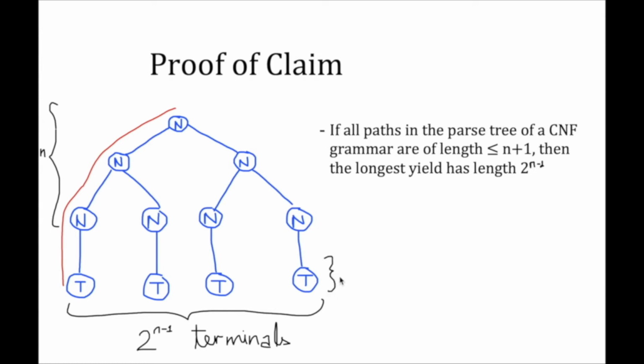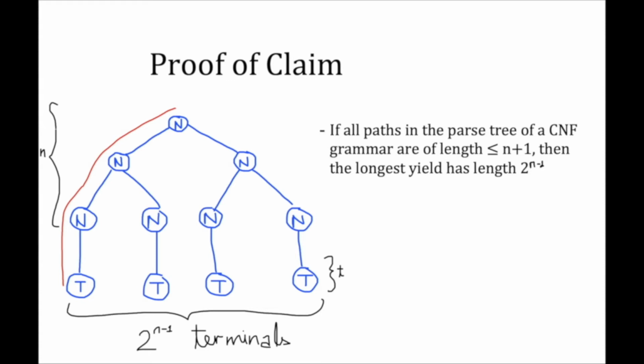So from this we can conclude that there are 2^(n-1) nodes that are labeled as non-terminals and have a single child with a terminal label. Thus, there are at most 2^(n-1) leaves. So we can conclude that the yield of the parse tree of height n is 2^(n-1). 2^(n-1) is the same as k over 2 because we chose k to be of length 2^n.